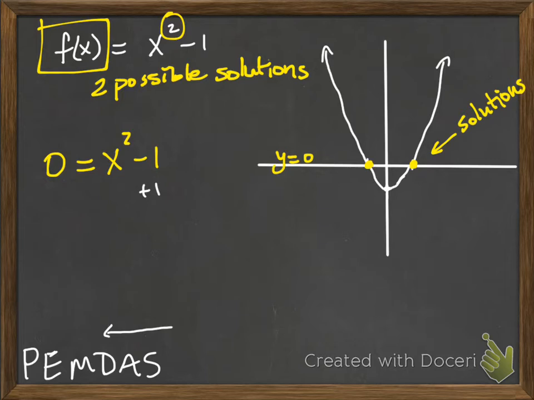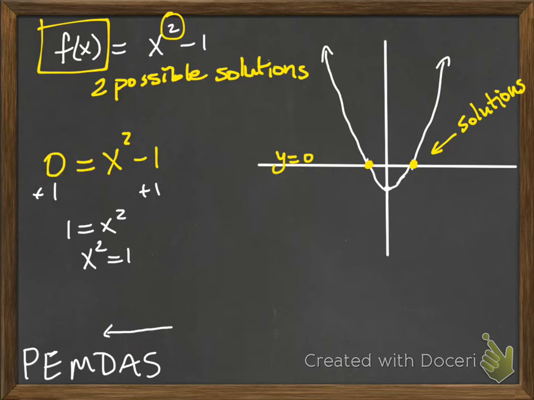But I can't do that to one side of the equation without doing it to the other side of the equals. So if I add 1 on the right, I've got to add 1 on the left. So now I get 1 equals x squared. Now I usually like having my variable on the left side, because you read left to right, so usually I'll switch that around. X squared equals 1. So now we have a square.